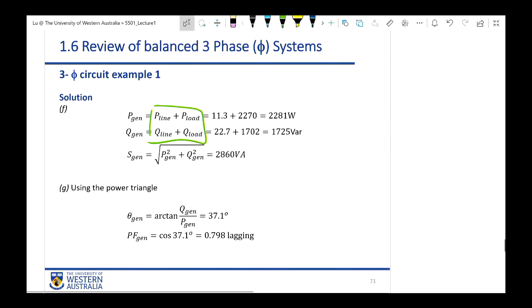Finally, power factor at the generator. This is the very last question. So what is the power factor at the generator side?